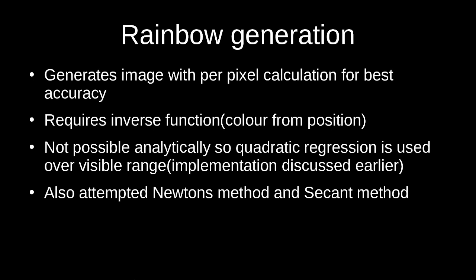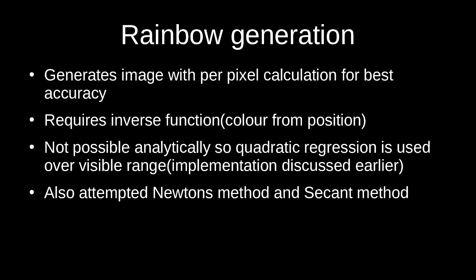This, however, requires an inverse function, so generating the colour from the position. It's very similar to what I was doing with the projections with the shaders. This is not possible analytically due to the combination of transcendental and algebraic functions. So I use quadratic regression, as I plot my graph and notice it looks like a quadratic. The inverse of this can be found.